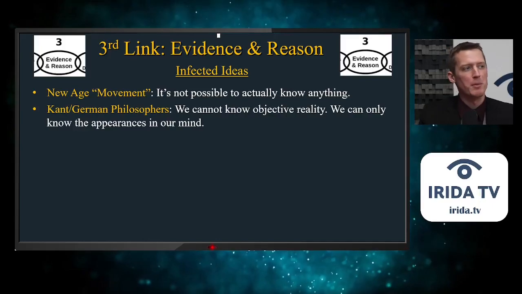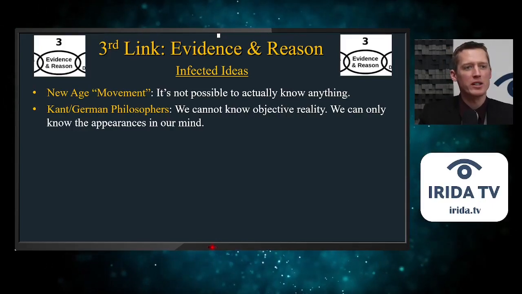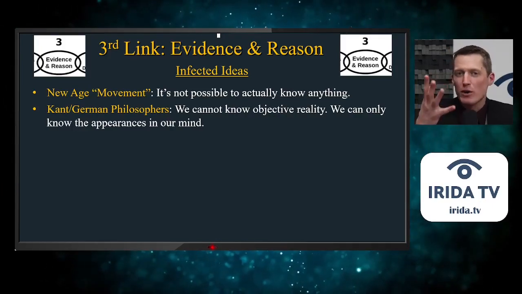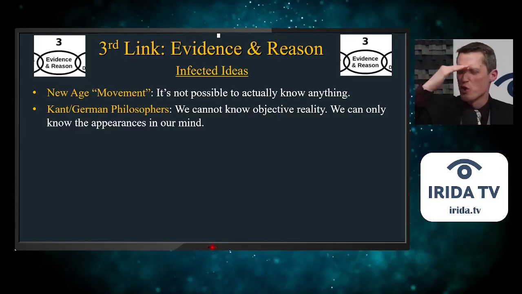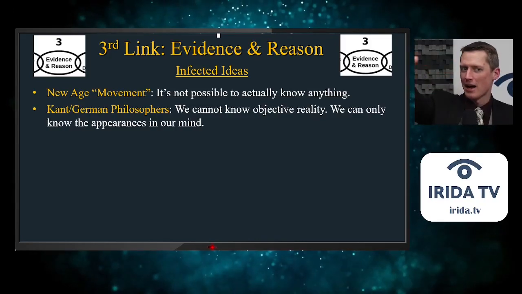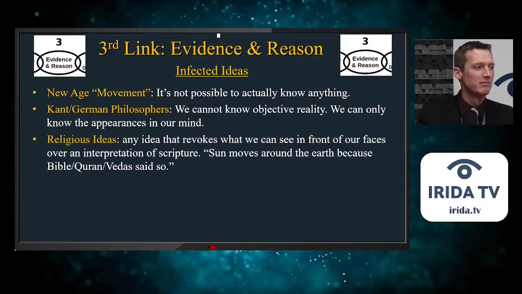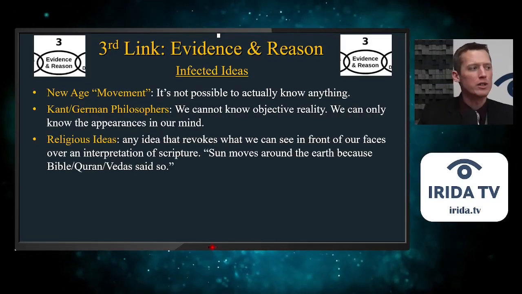According to Immanuel Kant and other German philosophers, we cannot know objective reality. We can only know the appearances that are in our mind. So there's no actual connection, no union between the internal mind and the external objective reality. Different religious ideas.